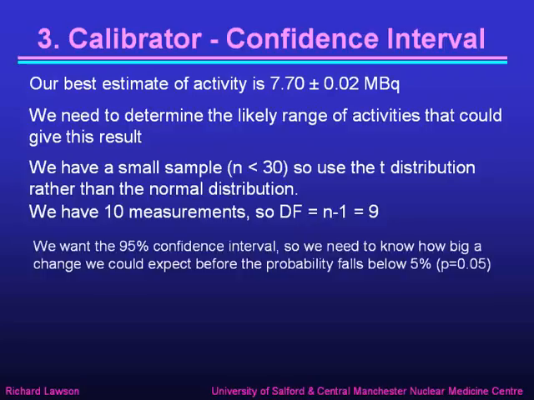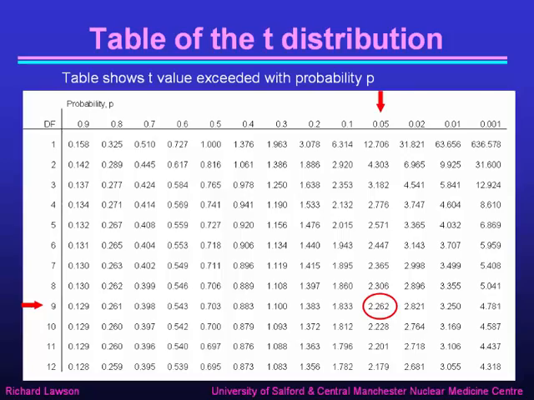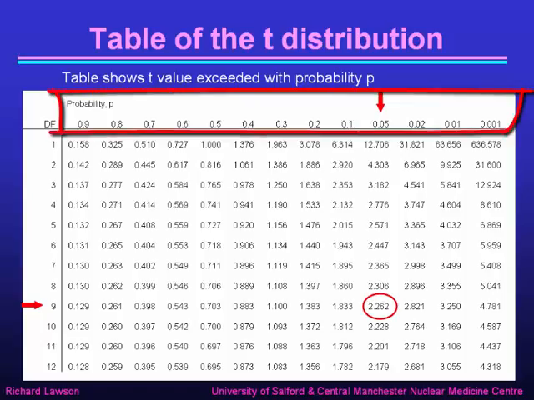So what we want is the 95% confidence interval. So we need to know how big a change we would expect before the probability falls below 5%, corresponding to our 95% confidence interval. 5% is a probability of 0.05, so we're basically asking how far out into the tails of the distribution do we need to go before there is only 5% probability of getting it. We look that up in a table of the t-distribution. That's tabulated like this. The probability p goes across the top of the columns from 0.9 to 0.001. We want a probability of 5% or 0.05, which is this column.